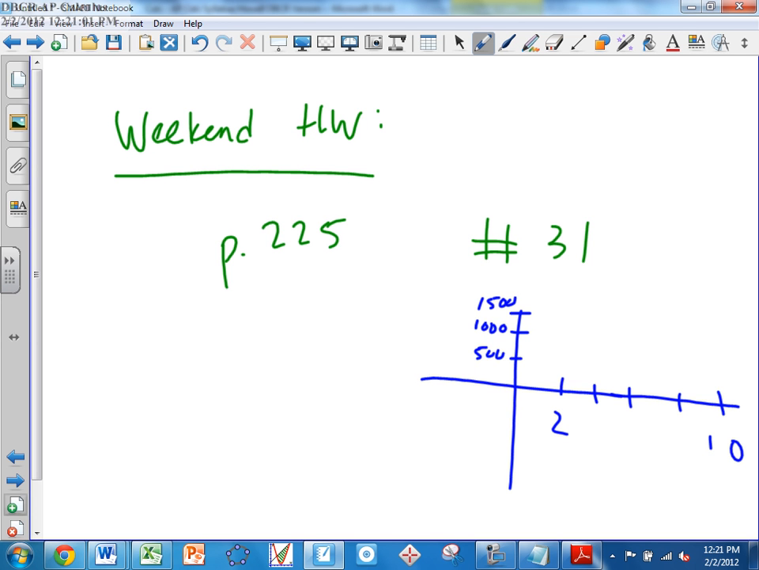2 is at 1500. Where did they come from? 4 is at 750. It's exponential decay.